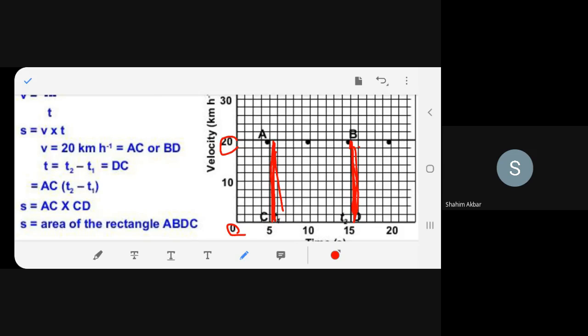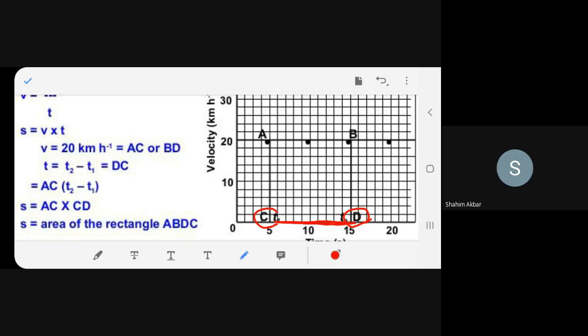Understood or not? Because distance has to be from the x-axis to the y-axis. So it could be either AC or BD. Okay, and what about time? What is T2? T2 is 15. What is T1? T1 is 5. So it is T2 minus T1. And what is T2 minus T1? That is DC. Can you see this DC over here? This is D and this is C. So this is what we have to take as for the time.